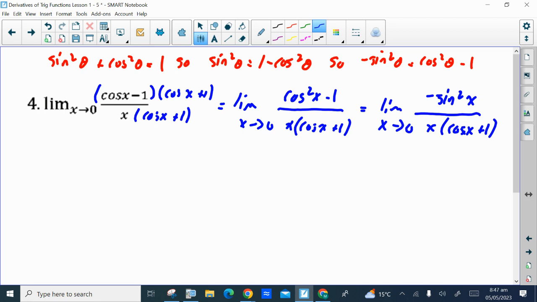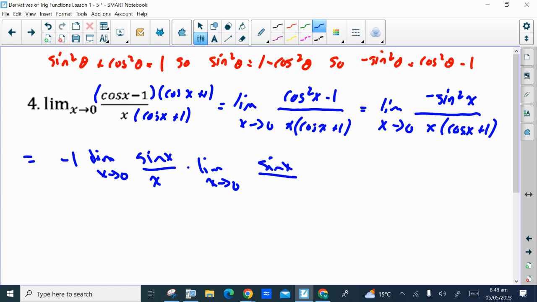All right, so using the property of limits, that negative 1 in front of the sine squared theta can come in front of the expression. And now I've got the limit as x approaches 0. I'm going to split this expression into two parts, two factors. I'm going to take one of the sine x's and put it over the x, which is the first factor on the bottom, times the limit as x approaches 0 of the second sine x over the second factor on the bottom, which is cos x plus 1.